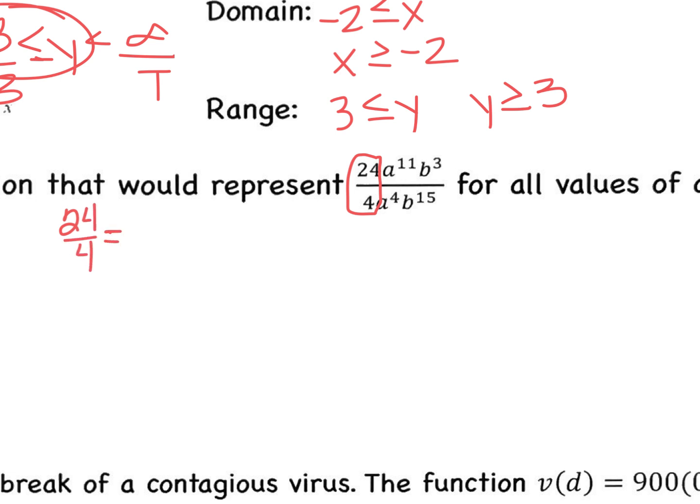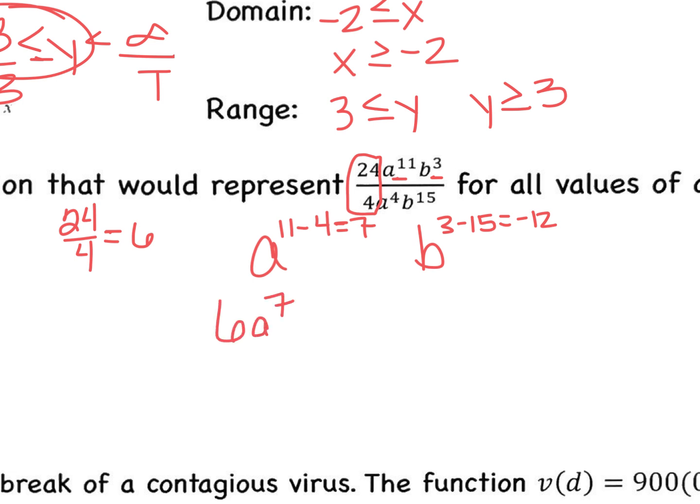And we learned that when we are dividing, this divide is like a big giant subtract. So a to the 11 minus 4, which is 7, and that is a positive. And then b to the 3 minus 15, which is a -12. So 6 and the a are positive. They're going to go on the top. This is a negative. It's going to go on the bottom and become a positive number.